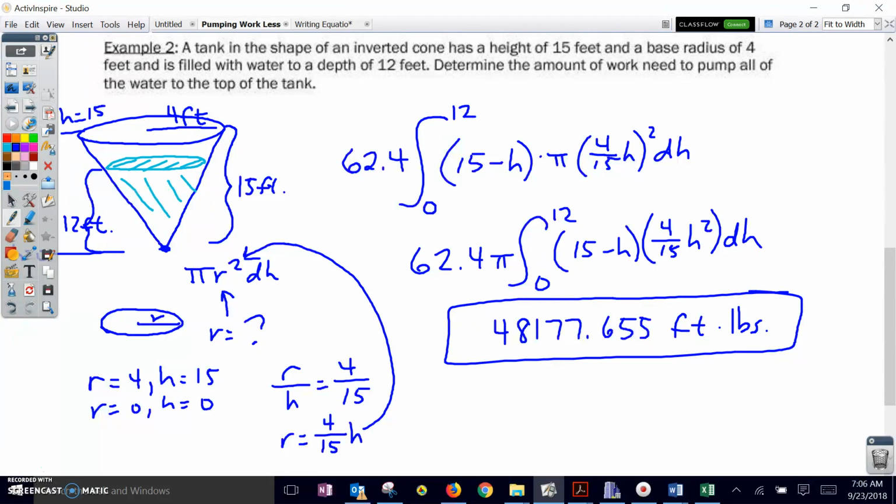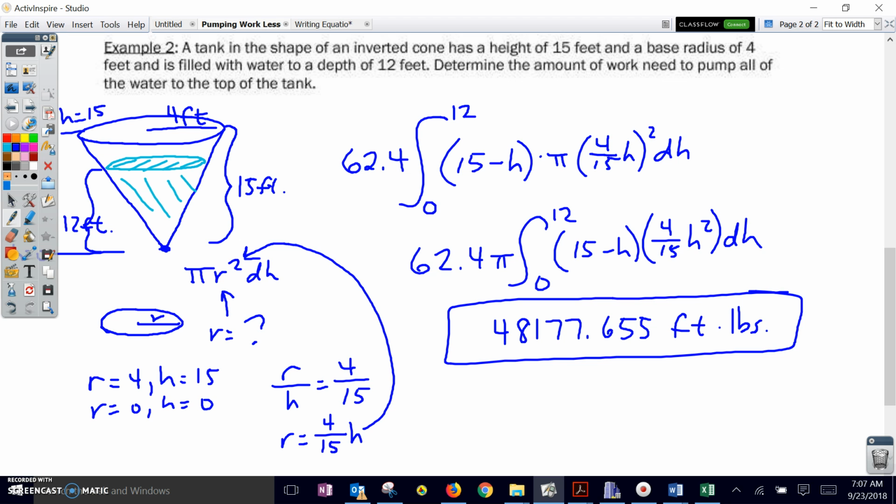So in general, when we look at this methodology, if you remember, we need 3 things primarily. We need the weight density of whatever the fluid is that we're pumping. We need to know the distance that that fluid is being pumped. We'll establish our limits of integration and that distance formula based on a coordinate gridding system that we set up. And then we need the volume of a typical slab of the liquid.